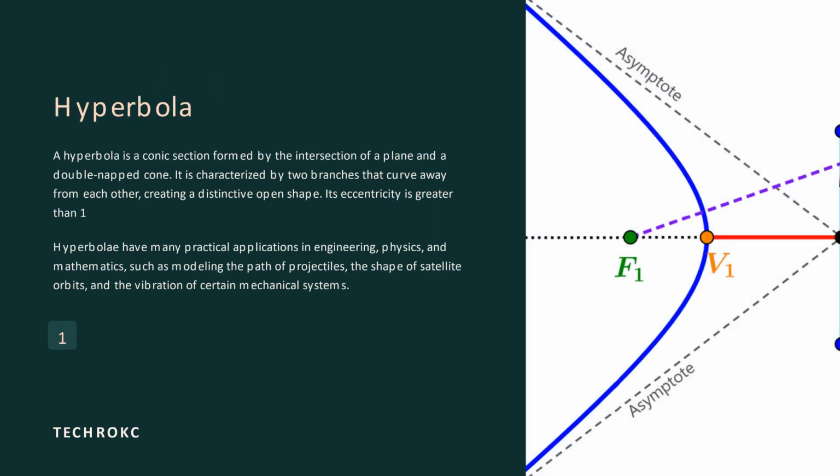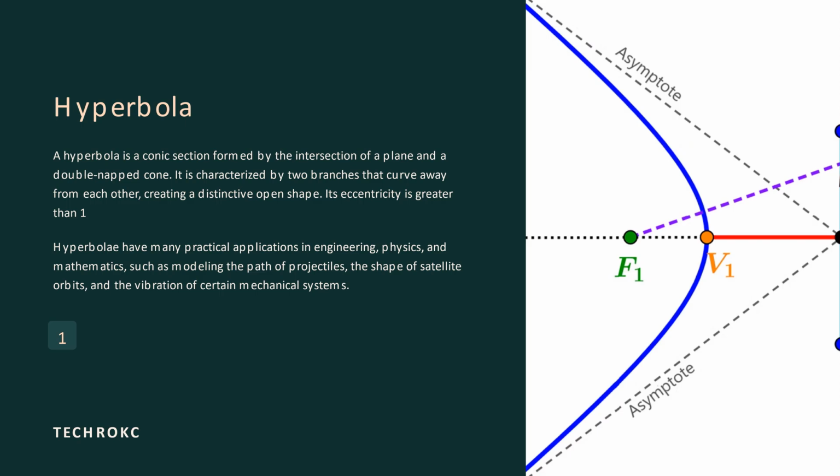The next geometric shape we'd like to talk about is the hyperbola. The hyperbola is a conic section formed by the intersection of a plane and a double-napped cone. It's characterized by two branches that curve away from each other, creating a distinctive open shape, as shown on the right. It has an eccentricity that is greater than 1.